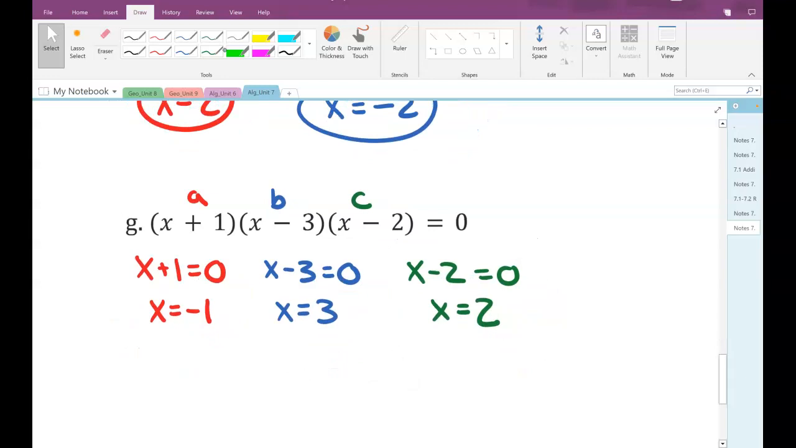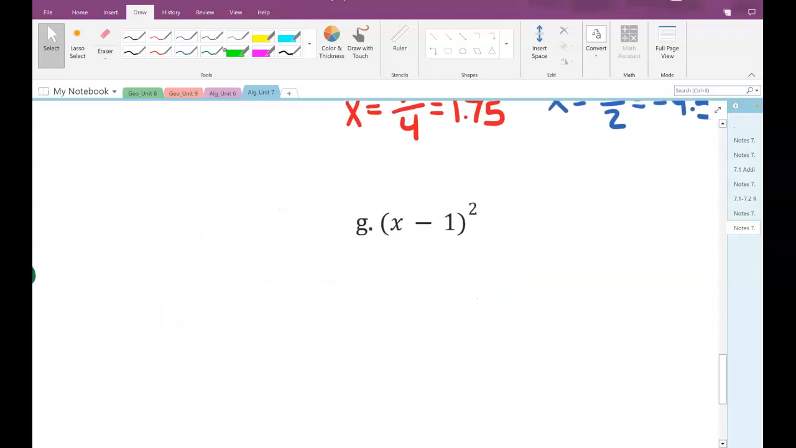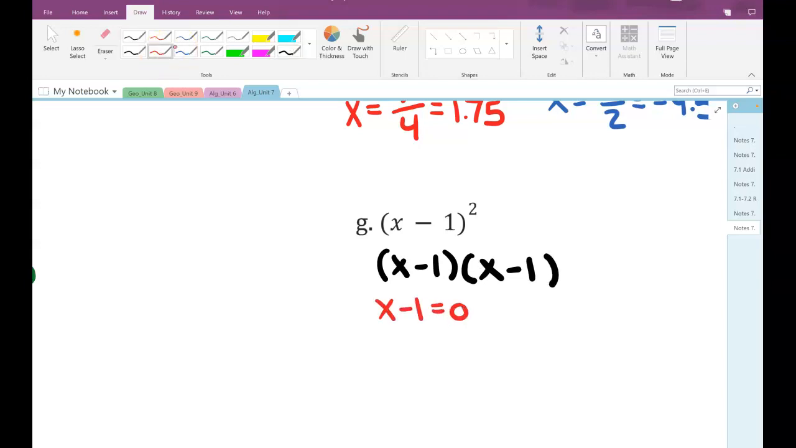And then last kind of unique case that you may have is if you have something squared. So like in example G, something squared we talked about yesterday, that's just a number or a polynomial multiplied by itself. So this is just going to have one answer. It's both x minus 1 equal to 0. So together, your one answer you have is x is equal to positive 1.